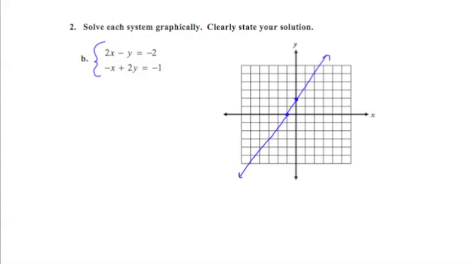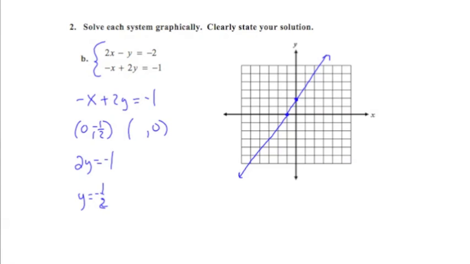Okay. Taking a look at my second equation now. Again, I'm looking at negative x plus 2y equals negative 1. I'm going to use the zeros again. First find my y-intercept, then find my x-intercept. So let's see, if I put a 0 in for x, I'd be left with this statement. Basically 2y equals negative 1. I'd divide both sides by 2 and I'd get y equals negative 1/2. So I have negative 1/2 for my first point.